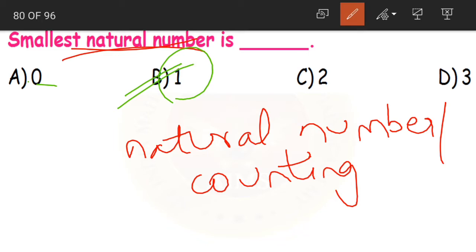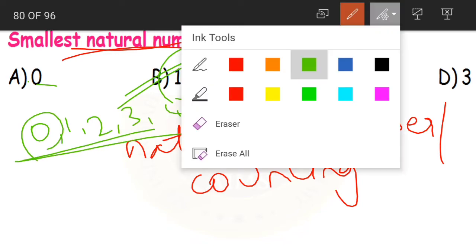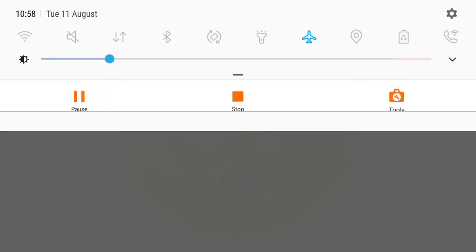See, when you are counting, what did you do, children? What number came to us naturally? 1. So from 1 they are called natural numbers, and if we add 0 to the natural numbers, then we'll get the whole numbers. 0 becomes the smallest whole number but not the smallest natural number. Okay. Next.